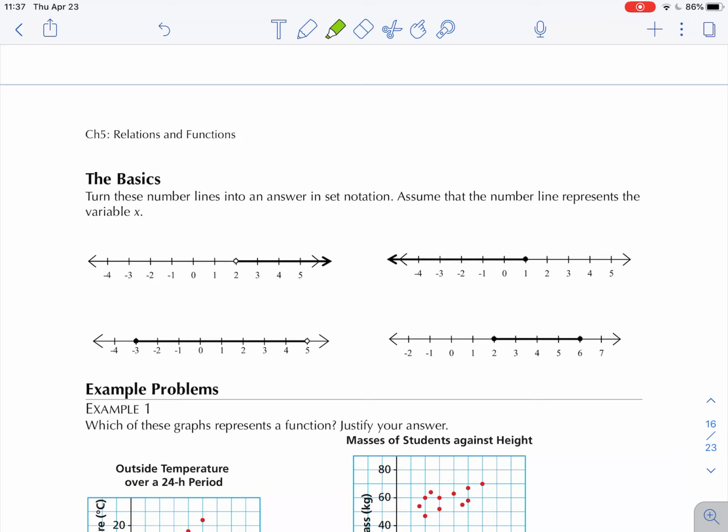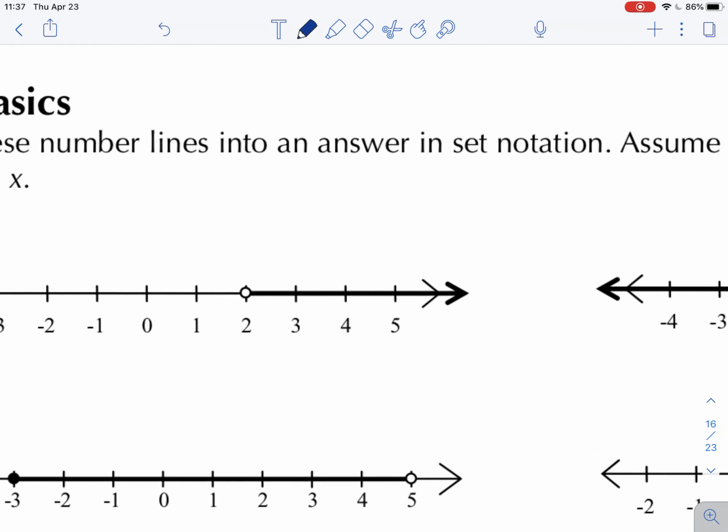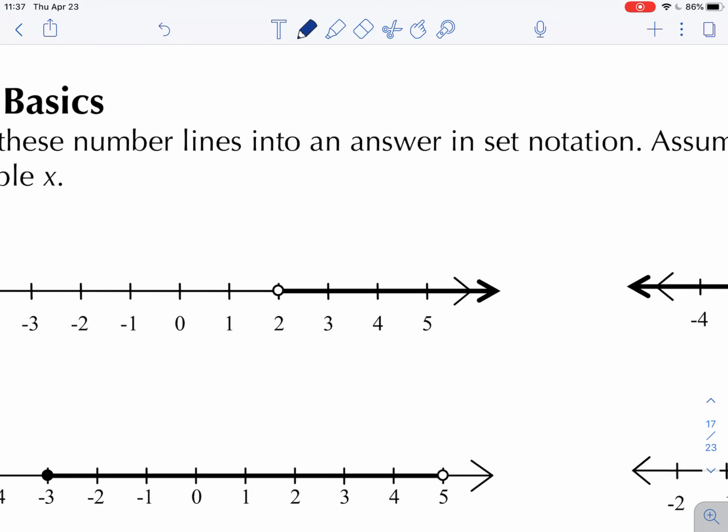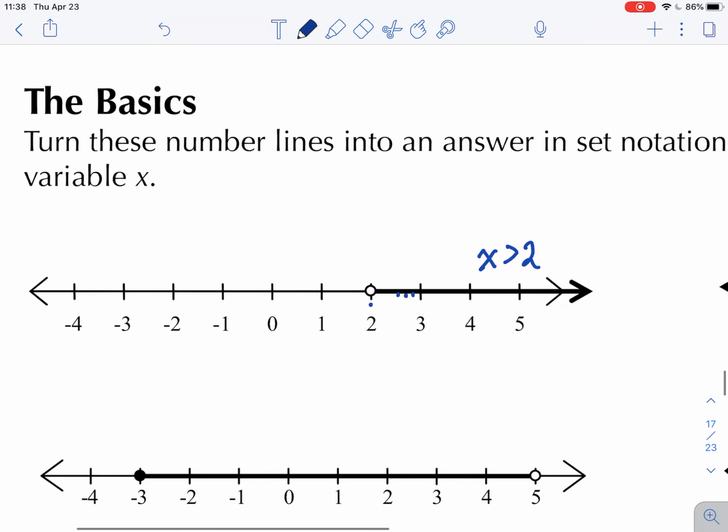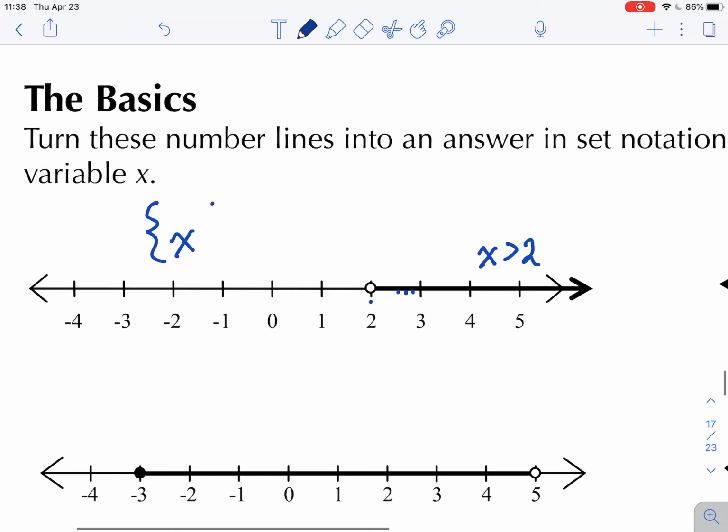All right, we're going to take a look at these basics. We're going to turn these number lines into an answer in set notation. Assume that the number line represents the variable x. So let's take a look at our first number line. In this one, x is bigger than, but not equal to 2. It's not equal to 2 because there's a dot there. And x could be any number on this number line. It could be 2.5, 2.7, any number. So x is a real number.